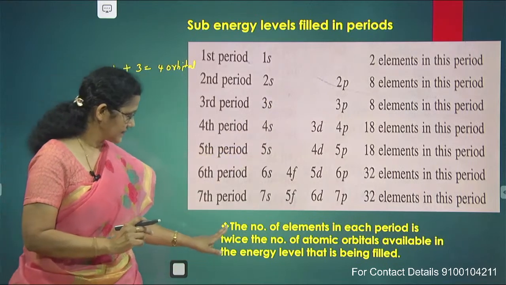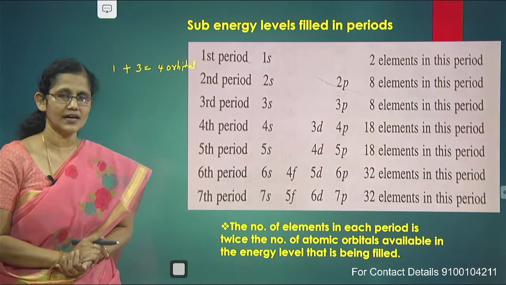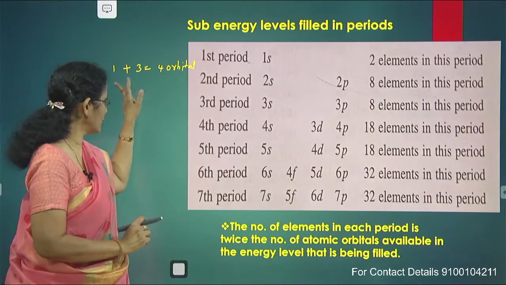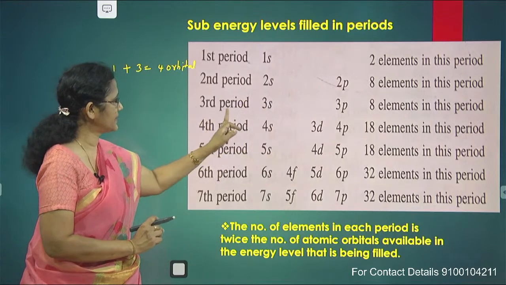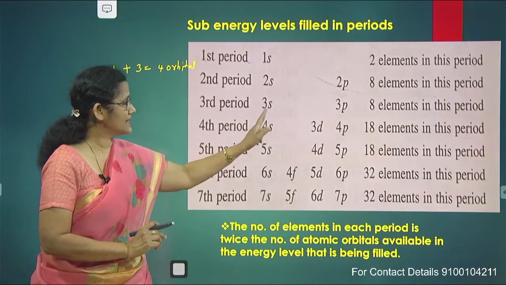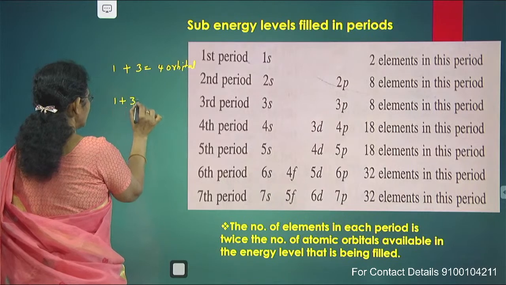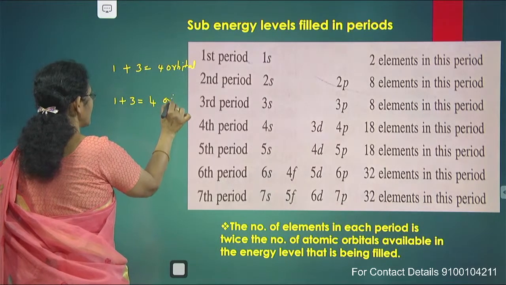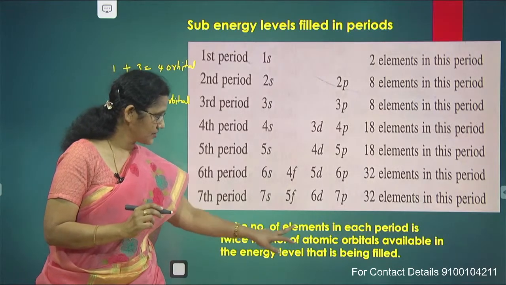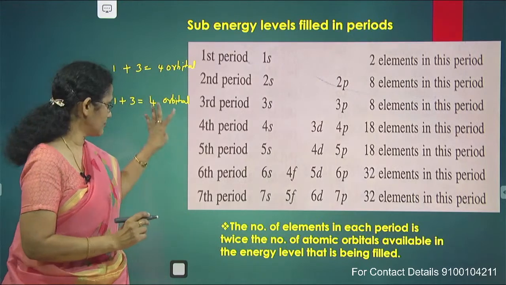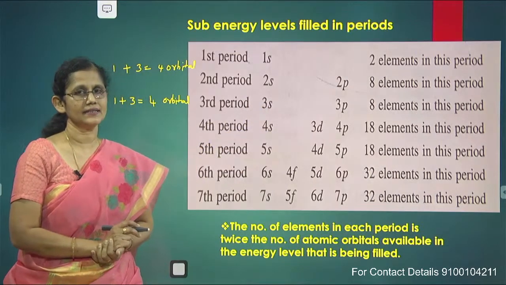See this point? The number of elements in each period is twice the number of atomic orbitals available. So, 4 orbitals are available, twice that is 8 elements. Now, see the third period. What is the order of filling? 3s and 3p, one s orbital plus 3 p orbitals, together 4 orbitals. The number of elements will be twice the number of atomic orbitals available. 4 orbitals are available in the third period, so twice that, 8 elements, are present.